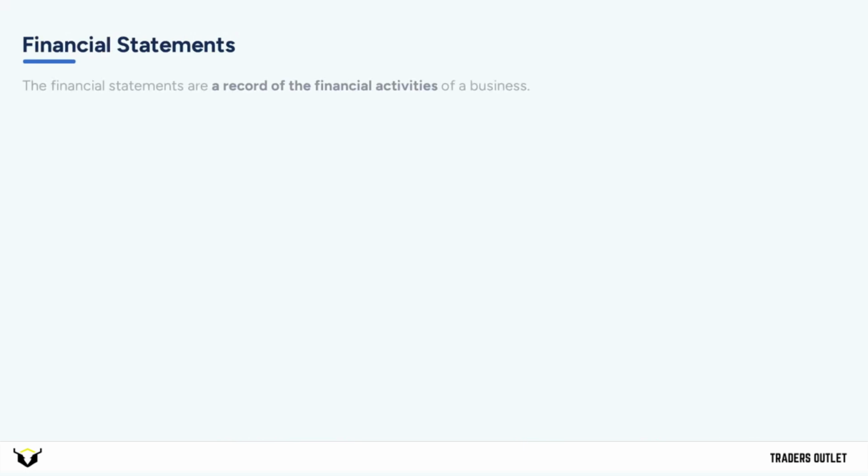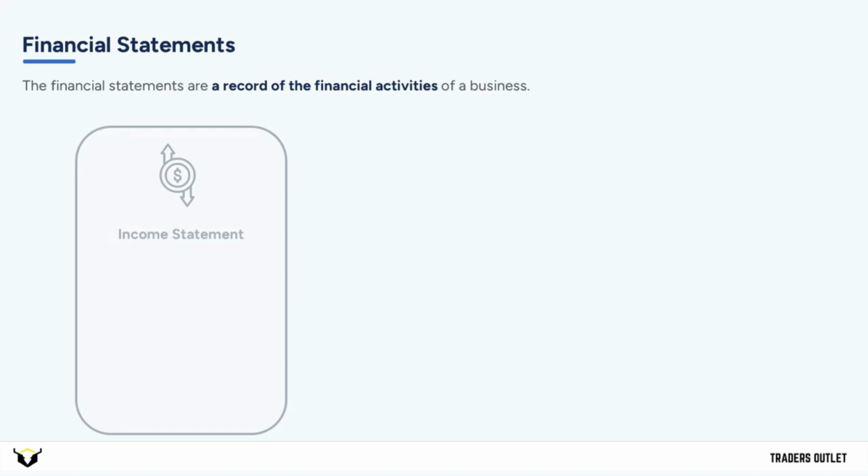The financial statements are a record of the financial activities of a business. Now, there are three key financial statements that we will work through together. So let's have a high-level look at each of these statements. First is the income statement. The income statement is sometimes referred to as the statement of profit and loss, or simply called the P&L.